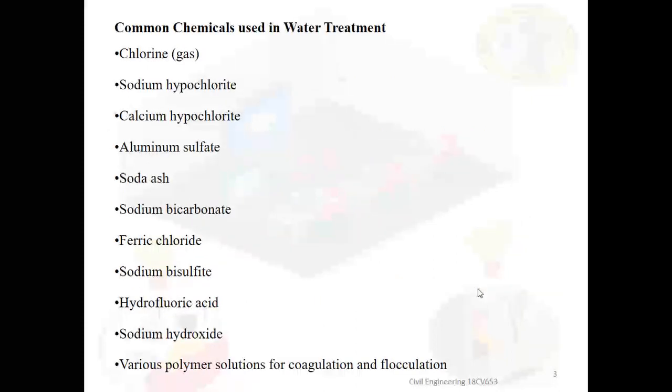Common chemicals used in water treatment: chlorine as a gas, sodium hypochlorite, calcium hypochlorite, aluminium sulfate, soda ash, sodium bicarbonate, ferric chloride, sodium bisulfate, hydrofluoric acid, sodium hydroxide, various polymer solutions for coagulation and flocculation. So these are some of the chemicals which are used in wastewater treatment.